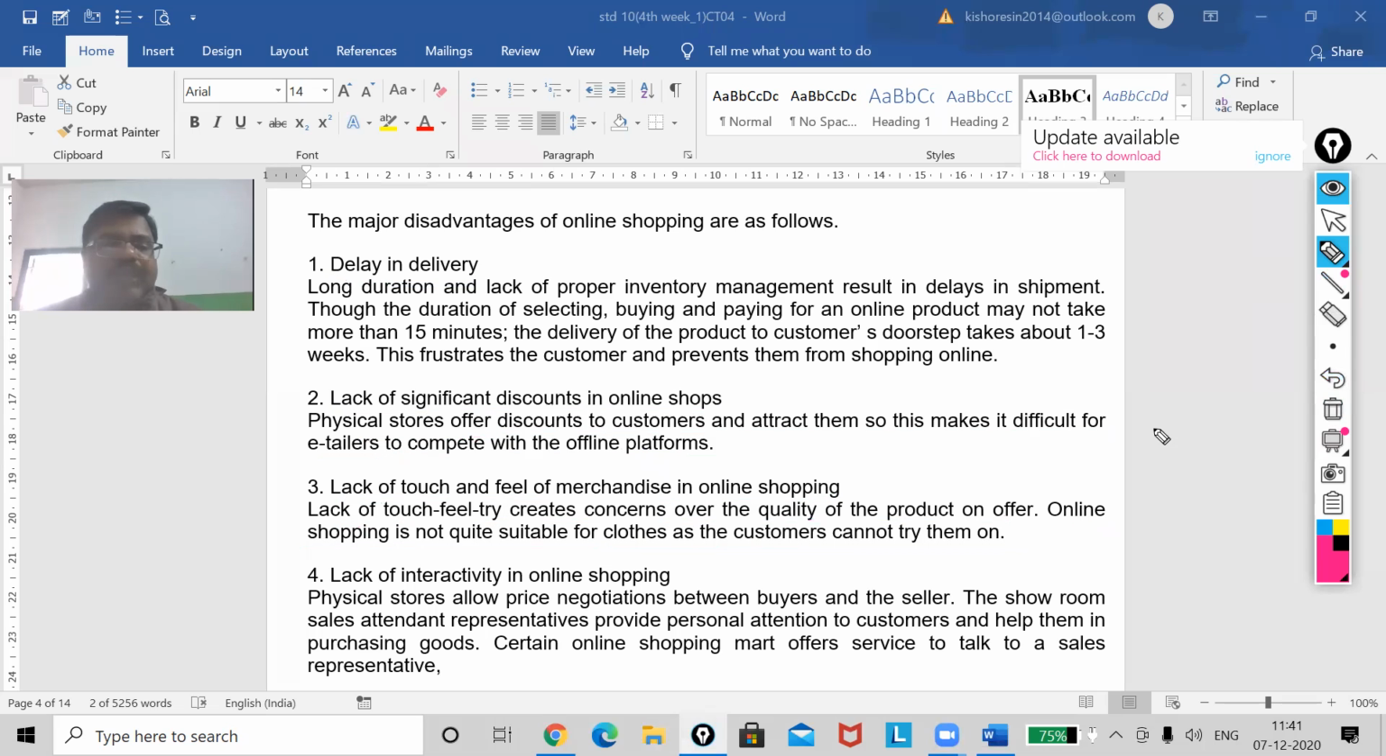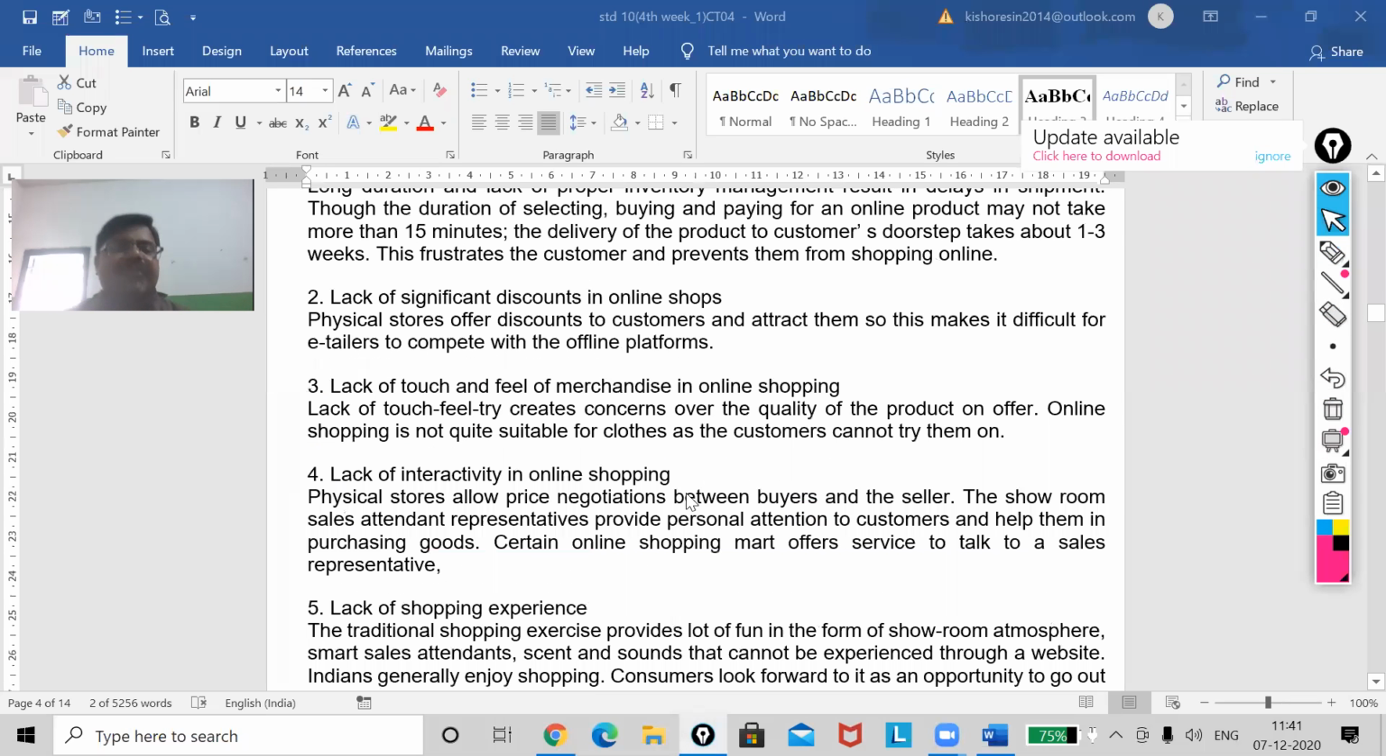Okay. Now the next one is lack of interaction in online shopping. Yes, lack of interaction. Okay. A physical store allows price negotiation between buyer and seller. But in online, earlier we were having negotiation with the online merchants. Okay. But nowadays we are not having this type of service in online shopping.